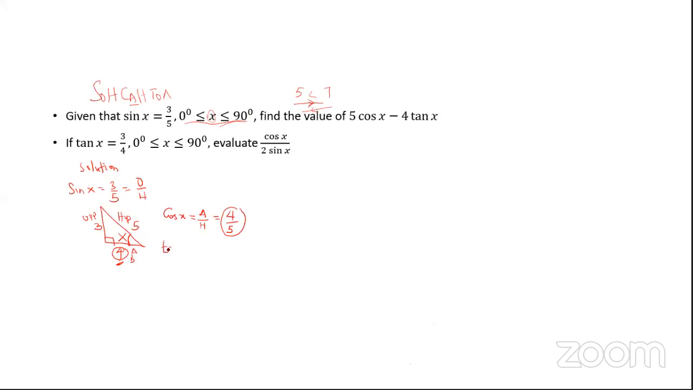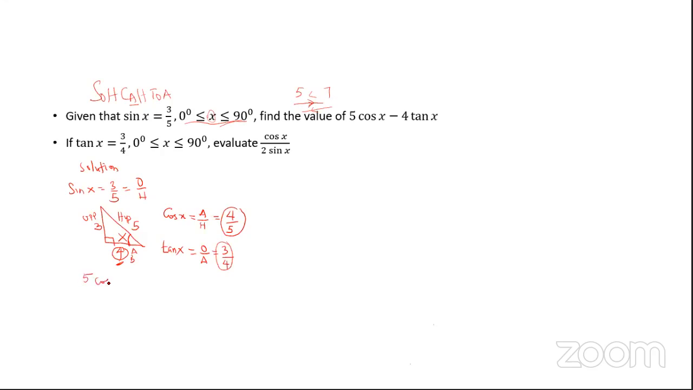So tan x. From my mnemonics, tan is what? The ratio of what? Opposite to what? Adjacent. So what's the opposite from here? The opposite is 3. What's the adjacent? The adjacent is what? 4. So that's 3 over 4. So from there, I've got expression for that. So I can now go back to the expression.